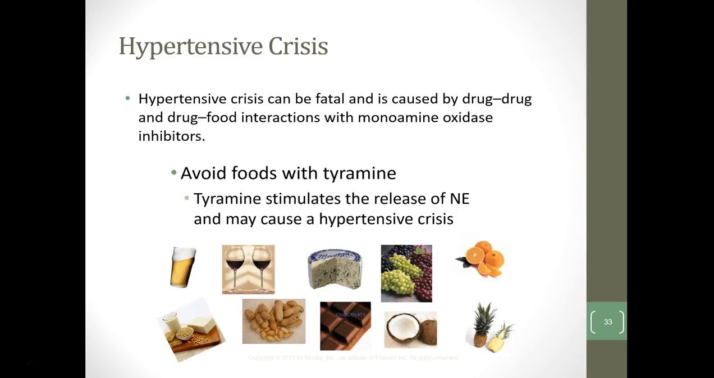For some reason, I have my food side on this one as well. So the hypertensive crisis can be fatal and is caused by drug-drug as well as drug-food interactions. So again, avoiding those foods with tyramine to help prevent the risk of the hypertensive crisis. The tyramine stimulates the release of norepinephrine, which could result in the hypertensive crisis. The patients need to be given a list of food and drinks that they need to avoid, and that list is also in your textbook, table 6.1, which is located on page 97.